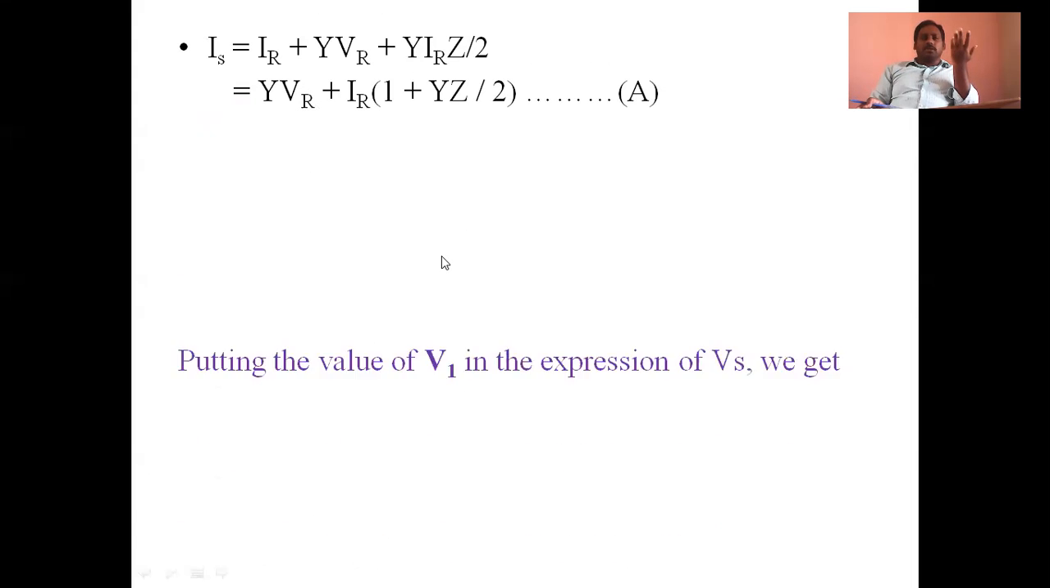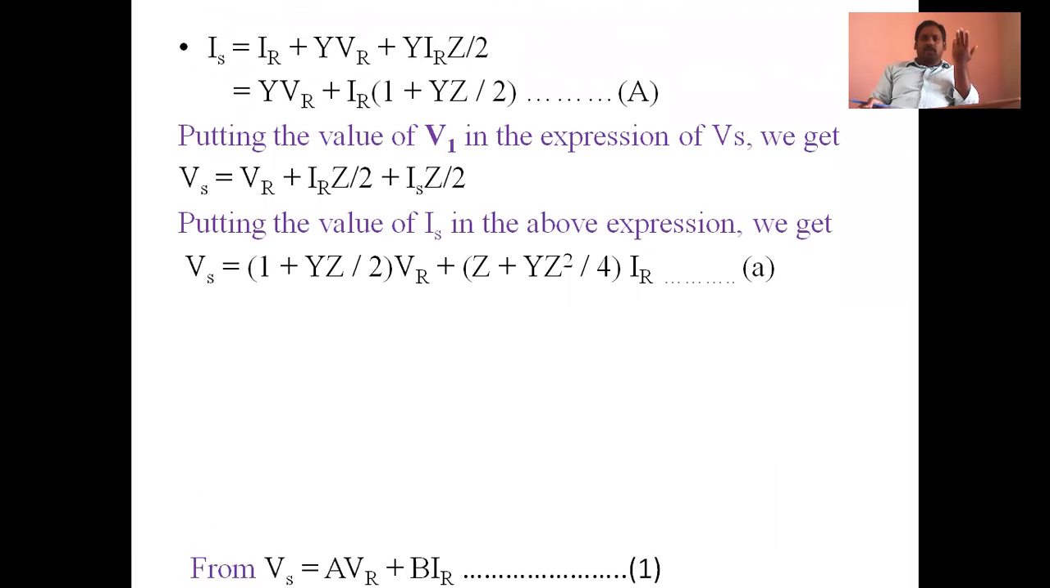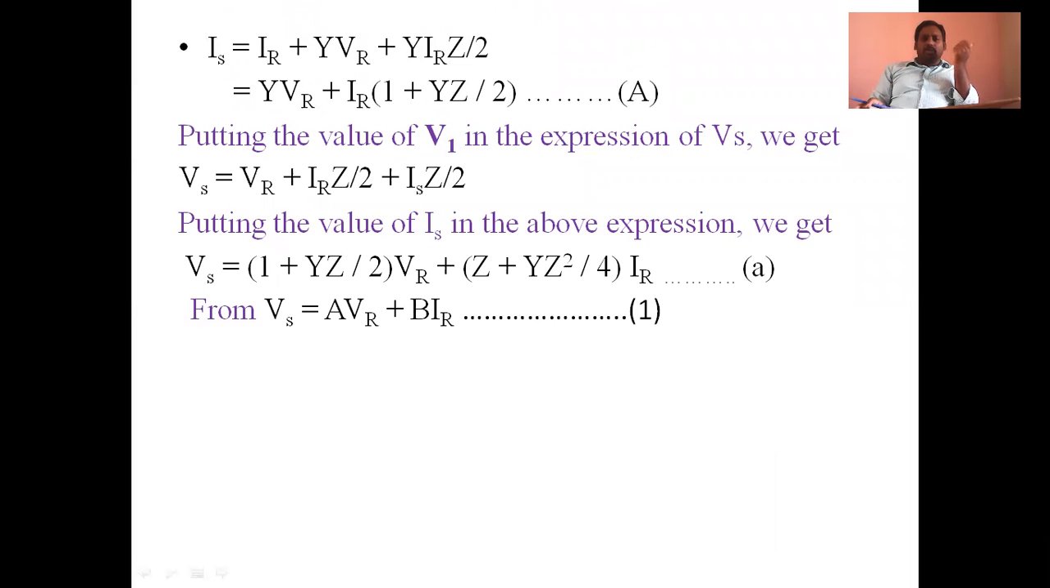Now these are compared with the general formulas for VS and IS. VS is equal to A into VR plus B into IR. When VS is compared with this equation, A is equal to 1 plus Y into Z by 2. And B is equal to Z plus Y Z square by 2, or otherwise, taking Z common, Z into 1 plus YZ by 4, or Z plus YZ square by 4.